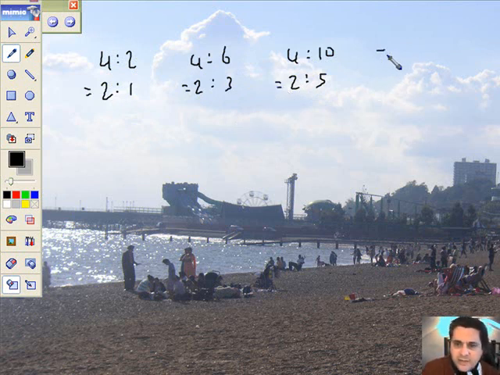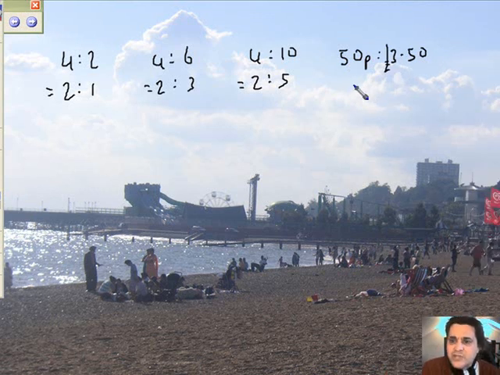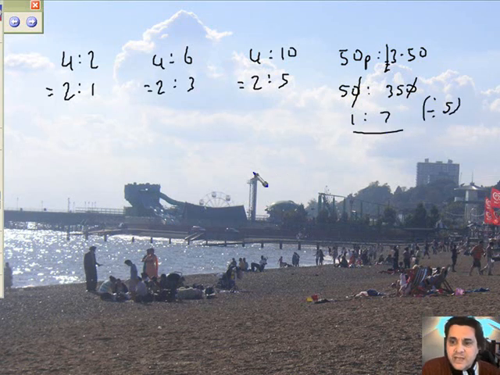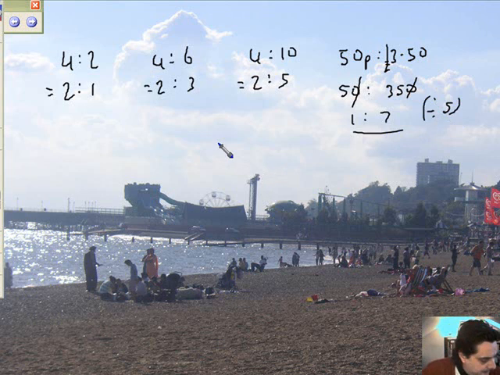And how about this one here? You've got 50p in the ratio to £3.50. So ratio of 50p to £3.50. Change it all into pennies, otherwise you can't compare them. So it's going to be 50 to 350. Count all the zeros. That's like saying 1 to 7. That's dividing both sides by 5 really, just to get the simplified ratio.